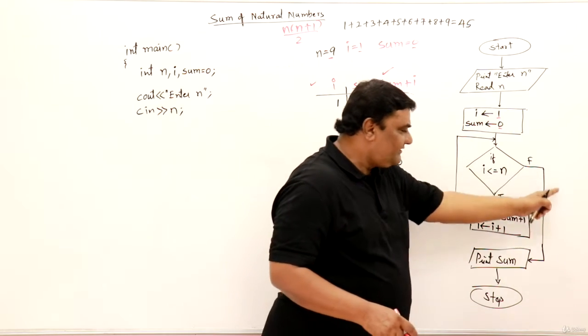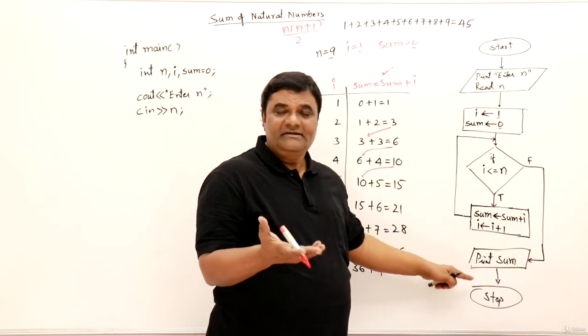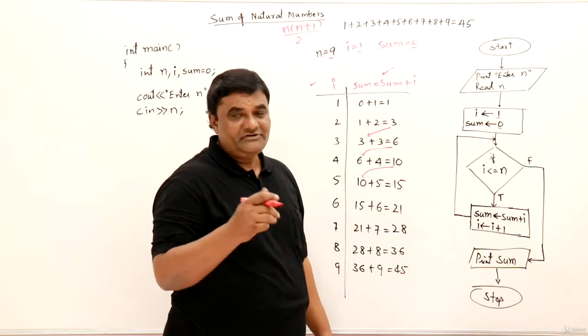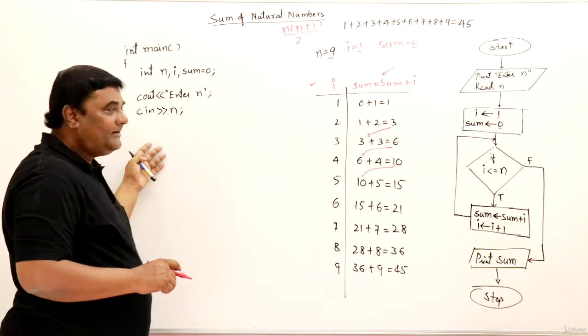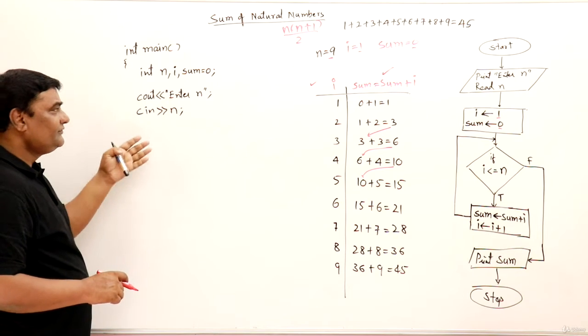If the condition is false, we got the sum. Print sum and stop. So this is the procedure. Now we have a flow chart. Looking at a flow chart, we will write a program. So already I have written a few useful statements.